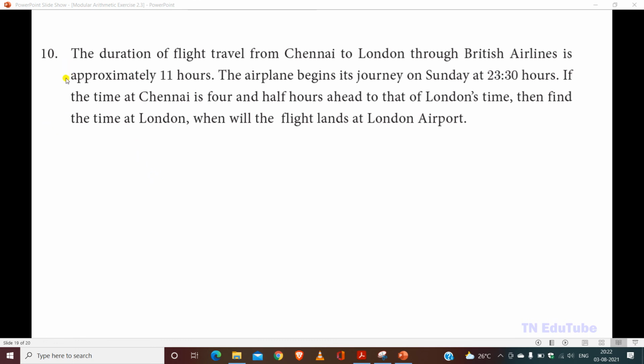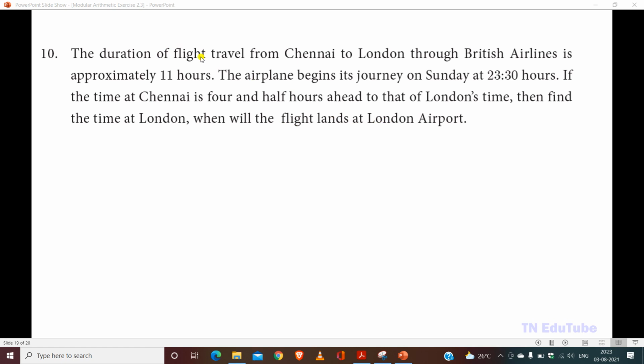Then the duration of flight travel from Chennai to London through British Airlines is approximately 11 hours. The airplane begins its journey on Sunday at 23:30 hours. If the time at Chennai is 4.5 hours ahead of London time, then find the time at London. When will the flight land at London airport?